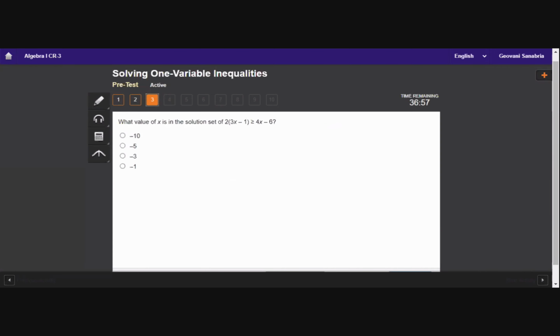So now you just have to figure out, if you plug in a negative 10, is negative 10 the bigger one when you compare it with negative 2? No, it's smaller than negative 2. It's more negative, so it's smaller. So what about negative 5? Is negative 5 bigger than negative 2? Nope. So it'd be negative 1. Does that make sense?